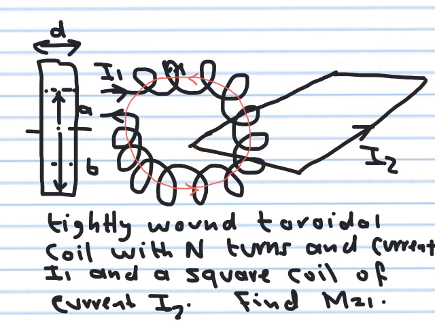creates a magnetic field. This magnetic field creates a flux. It creates a magnetic field, I'm going to call it H2. It creates a magnetic flux density B2. This B2 goes through every turn, but the expression is very complicated.